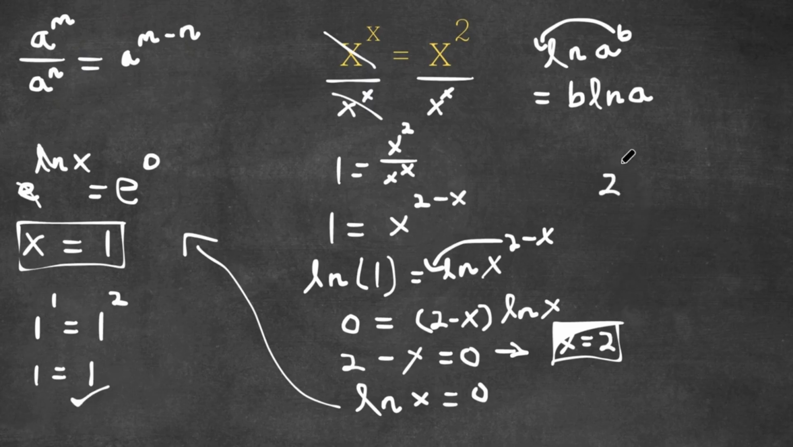Now let's check x equals 2. We have 2 to the power of 2 is equal to 2 to the power of 2. 2 squared is 4. So we have 4 is equal to 4. And this is right as well. So our two solutions are x equals 1 and x equals 2.